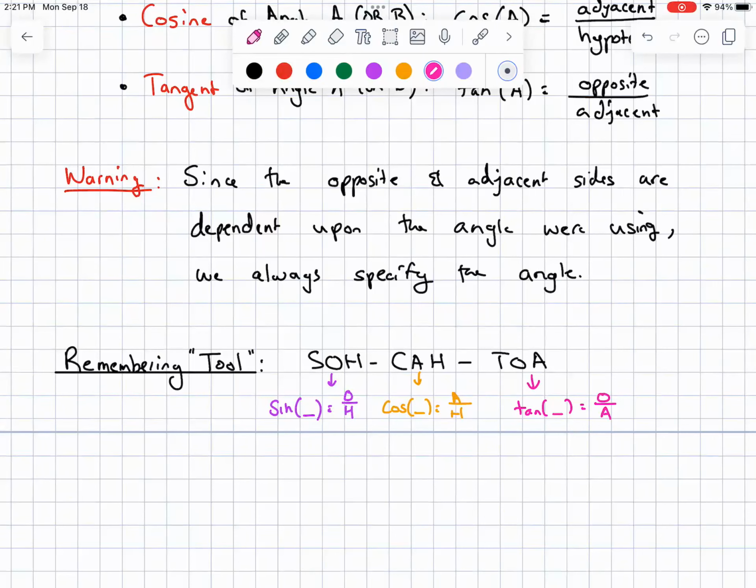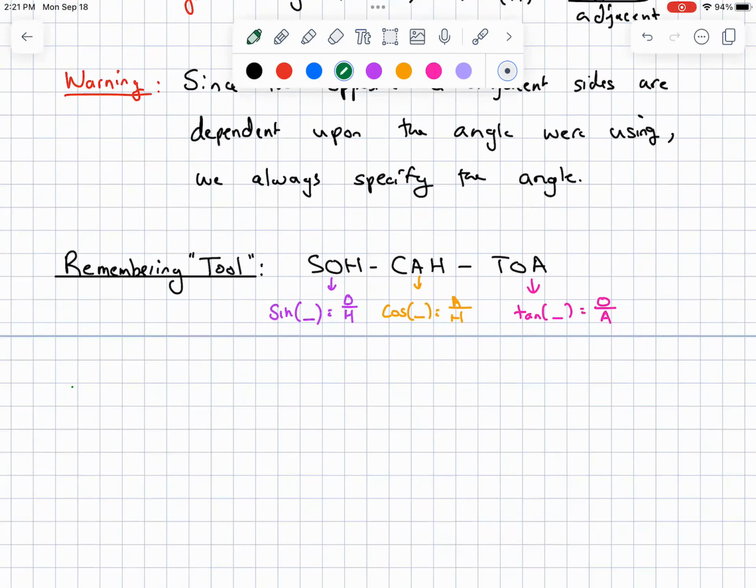You might be asking yourself, why? What's the point? Why do we care about this? That is a good question. So we're going to do a basic example of finding the different trig ratios, and then I'm going to explain why it can be useful. So, example: find sine, cosine, and tangent for angles A and B, and reduce your fractions as much as possible.